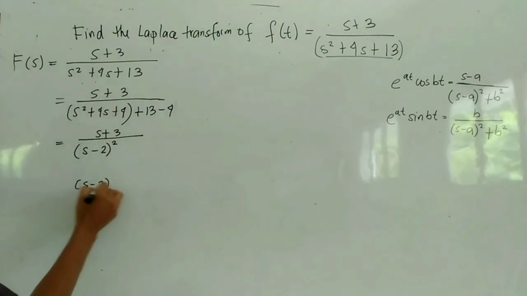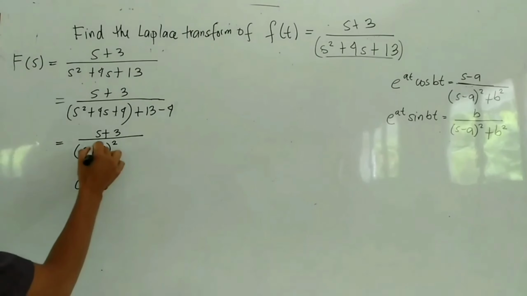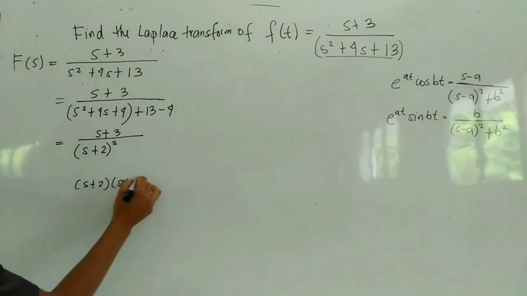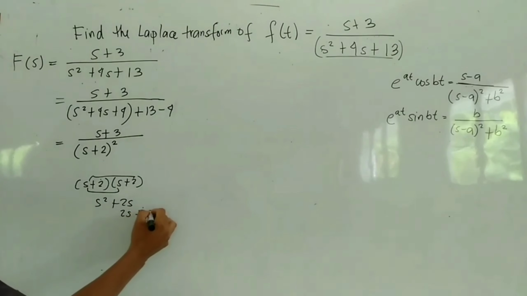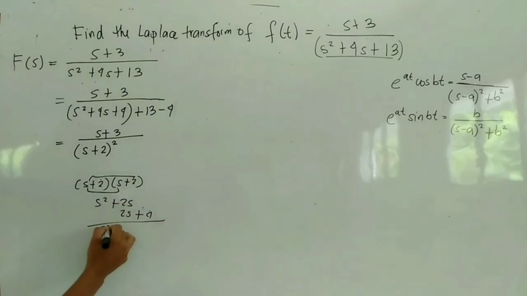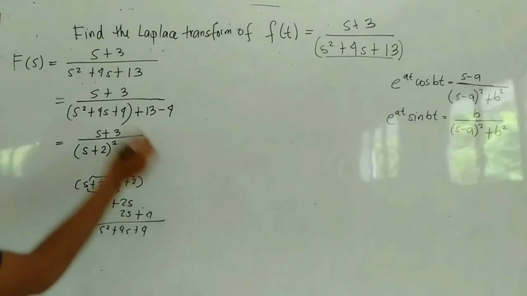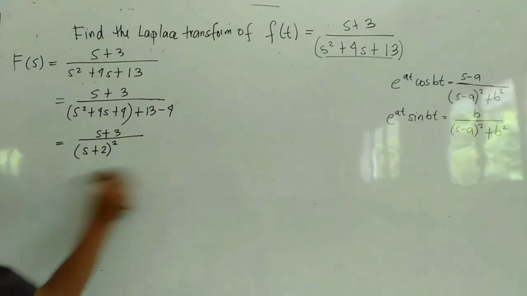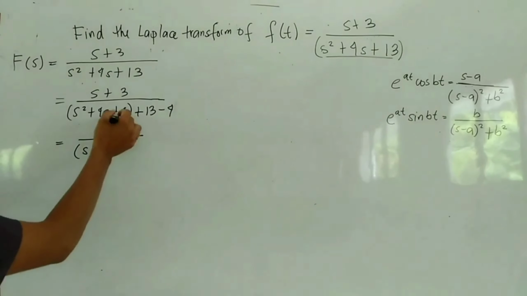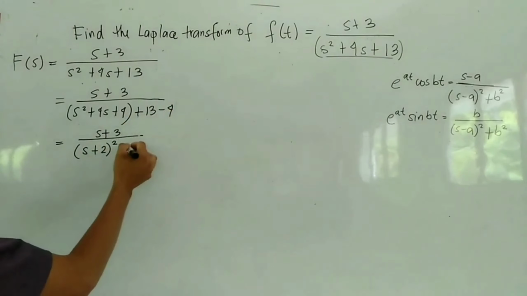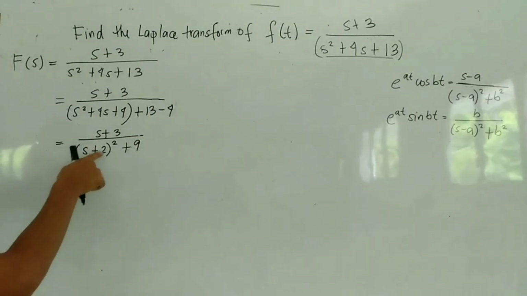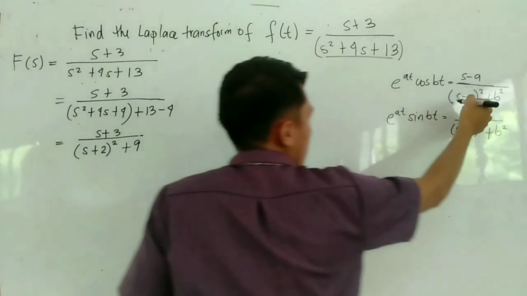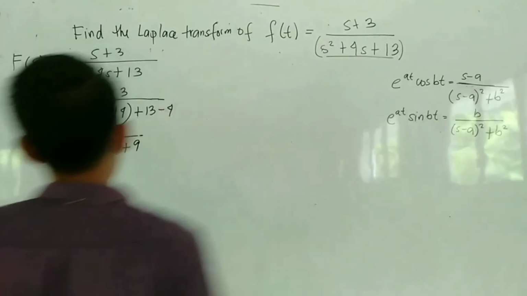So it's the same for this one. Let's check s plus 2 times s plus 2: s squared plus 2s plus 2s, that's 4s, plus 2 times 2, 4. So s squared plus 4s plus 4. Let's go back to its perfect square. So 4 plus 13 minus 4, that's plus 9.